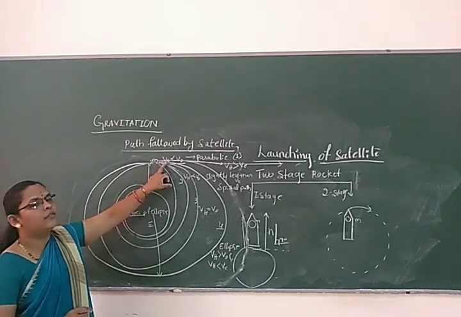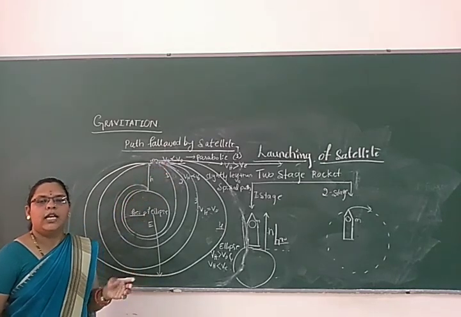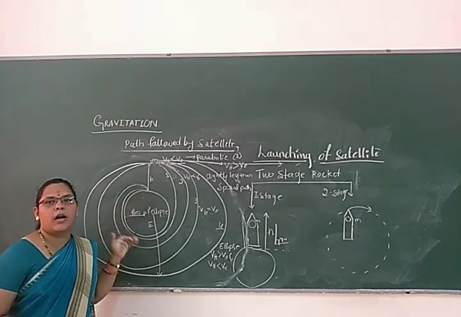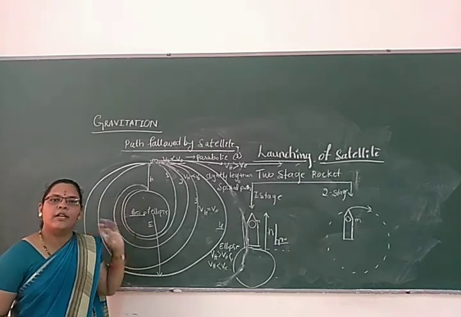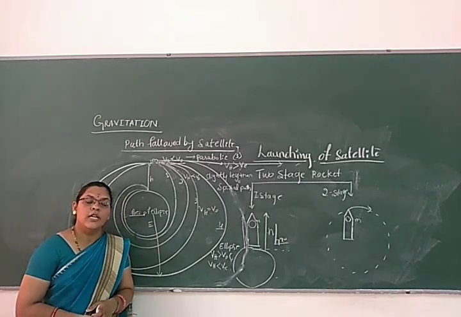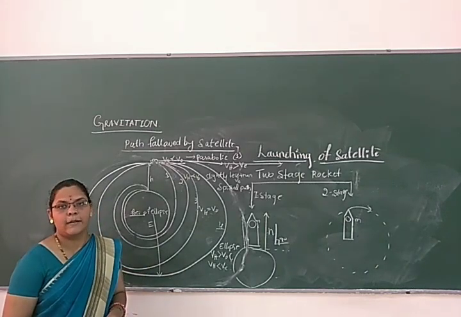Once the horizontal velocity of the satellite is greater than the escape velocity, it will never take the path. It will not follow the path around the planet. It will escape from the gravitational pull of the earth, right? So this is about the launching of satellite, how the process is going on, how the path is followed by the satellite.